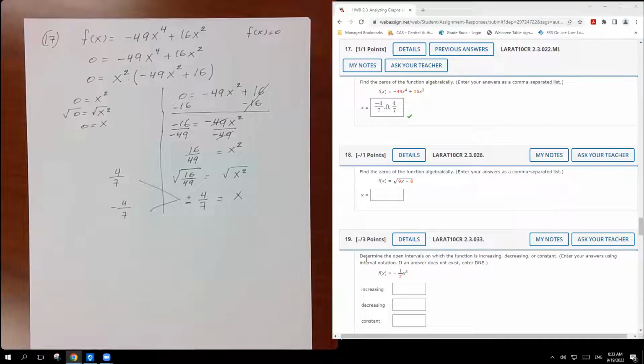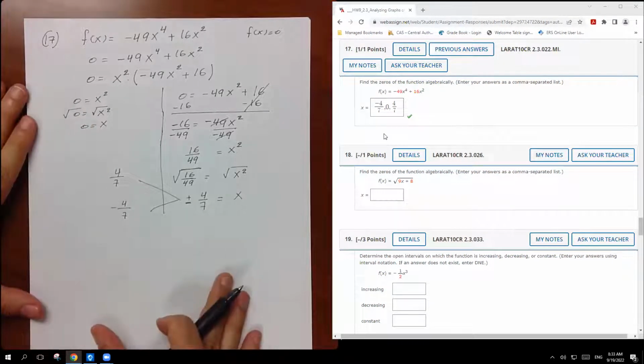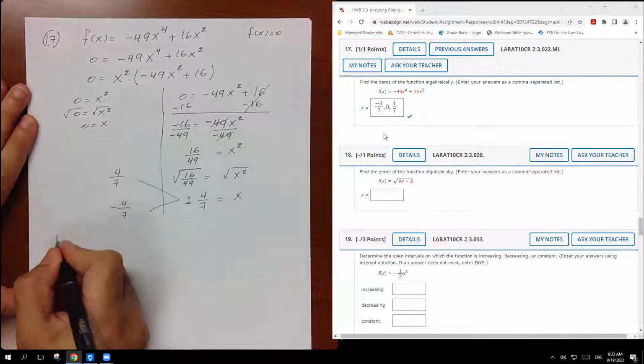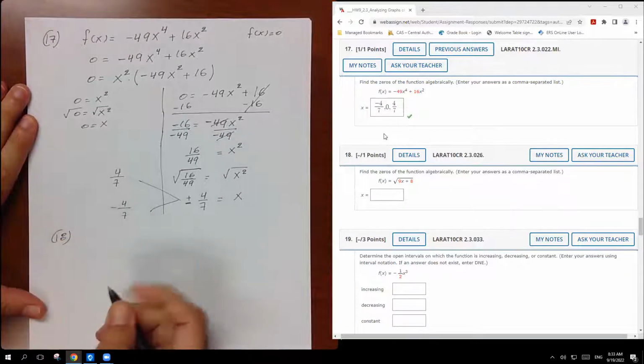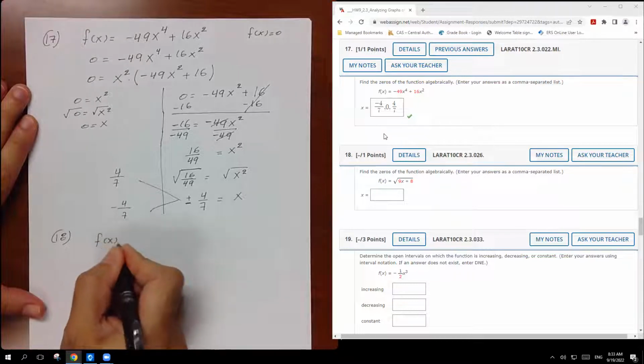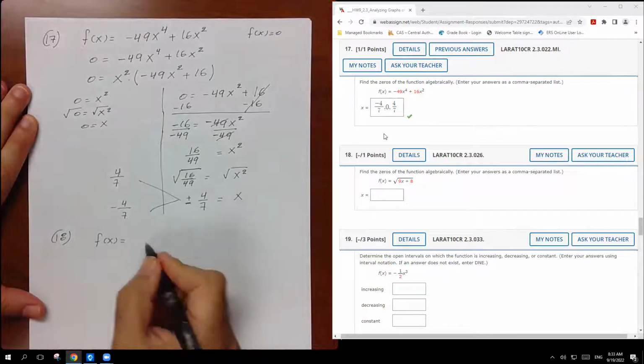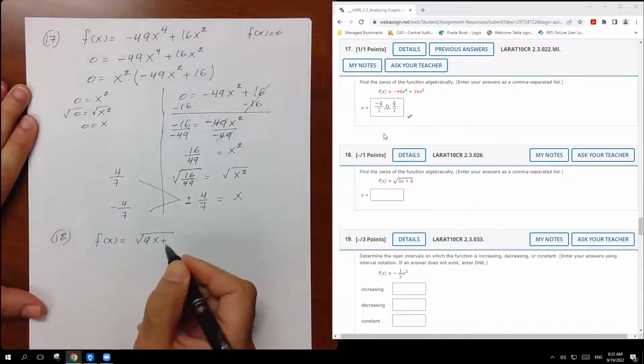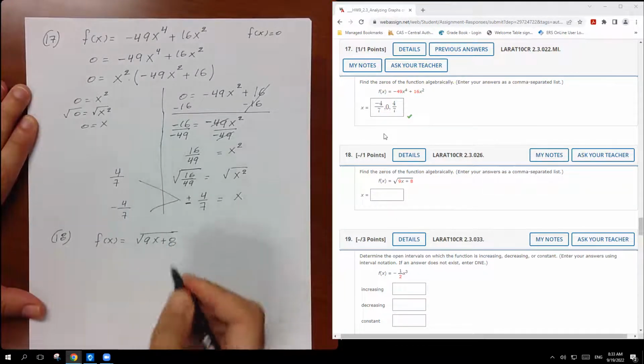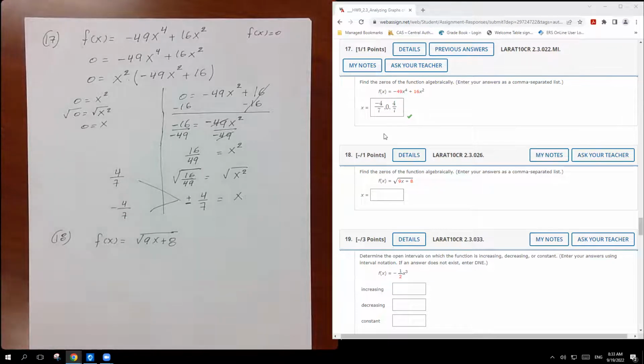Last one. If you have any questions about example 17, you can ask. The last one, question 18, we have a square root. This is really important. Let's check how we're going to solve this one. Alpha of x equal square root of 9x plus 8. How are we going to solve this example? There are many ways to solve this one.